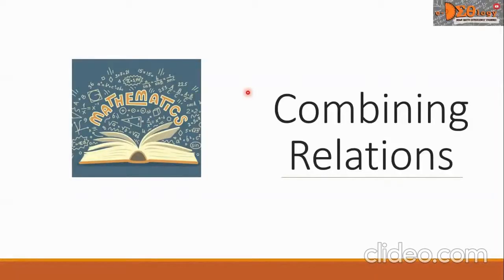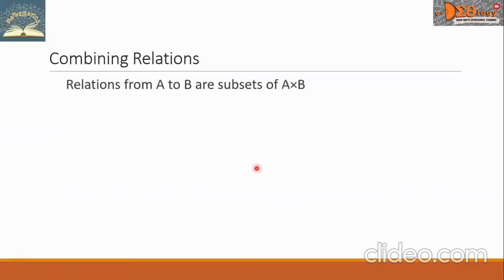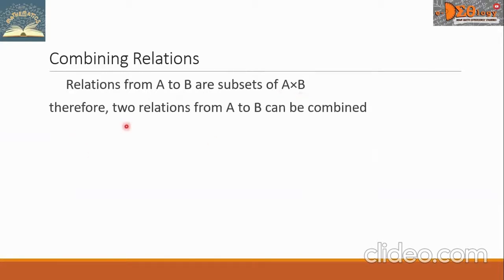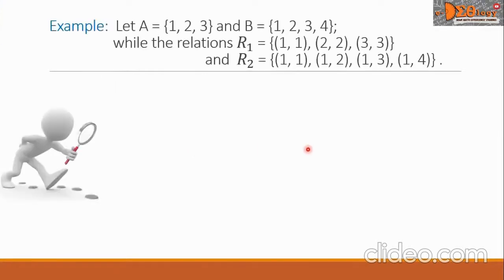Hi everyone. Today we're going to study combining relations. Relations from set A to set B are subsets of the Cartesian product A times B. Therefore, two relations from A to B can be combined in the same way as we do the set operations. Let us see this example.